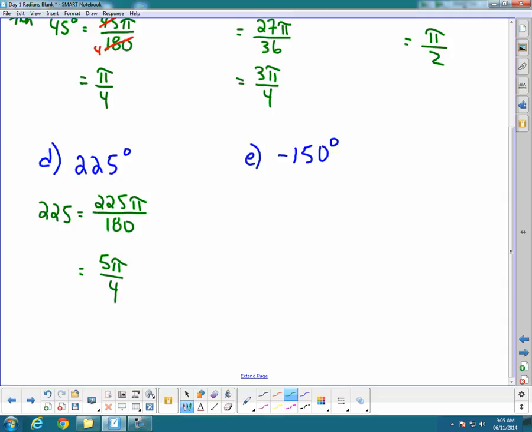And again, let's stop and think about it. Pi is equal to 180. 225 is a little bit more than pi, right? So our fraction is going to be a little bit more than a full pi. Okay?